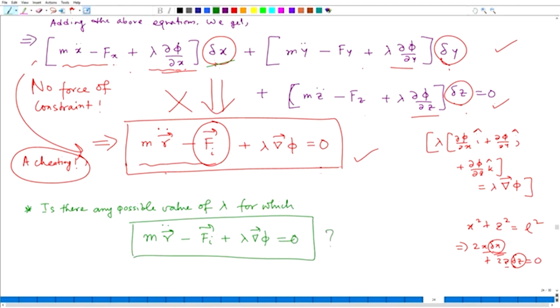This is a question. Actually, you can show that yes, there exists a specific value or a specific functional form of lambda. So, lambda is actually a function of x, y, z. For the time being, I just write x, y, z. It can be a function of t as well. So, although they are not independent, this can be true for a specific functional form of lambda.